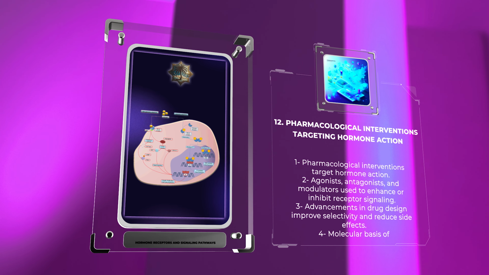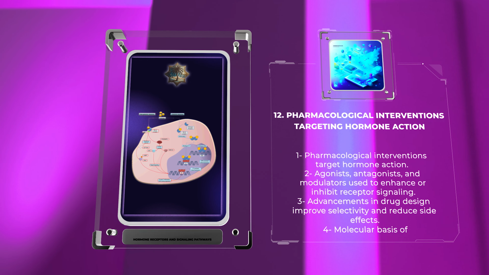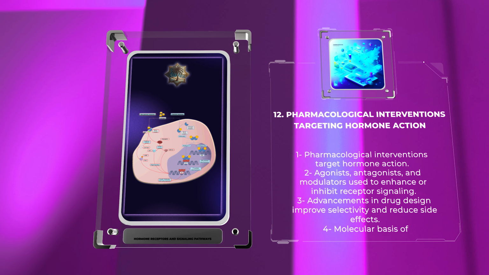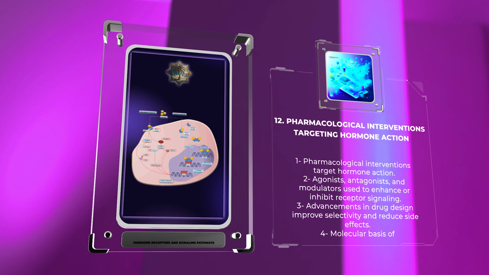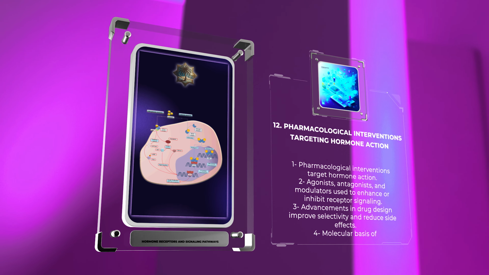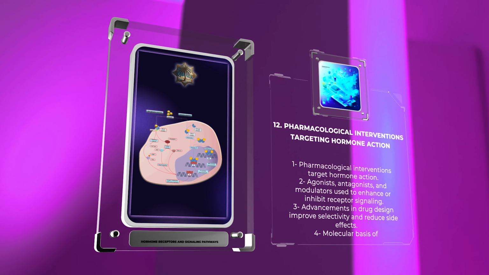Pharmacological interventions targeting hormone action have revolutionized the management of various endocrine disorders. These interventions involve the use of agonists, antagonists, or modulators to enhance or inhibit hormone receptor signaling. Advancements in drug design have allowed for increased selectivity and reduced side effects, improving patient outcomes. Understanding the molecular basis of hormone receptor interactions aids in the rational design of pharmacological interventions.